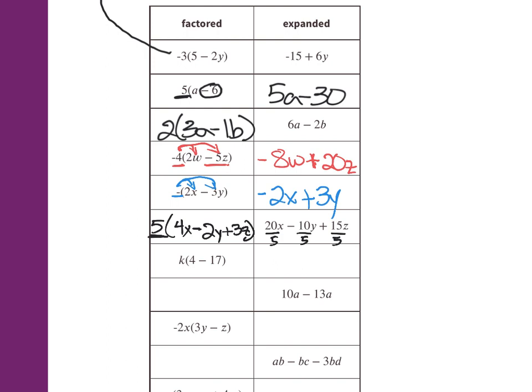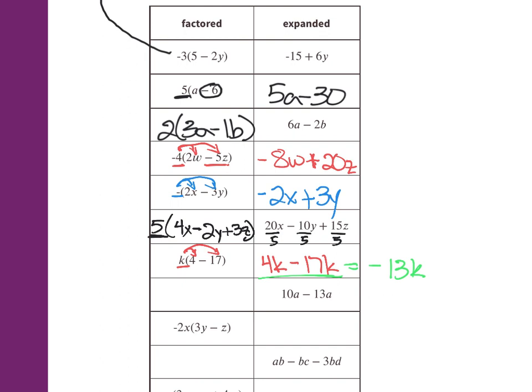Nothing changes when I start to use letters. So I'm just going to put this k with the 4 and the 17. So 4 times k is 4k. 4 times minus 17 is minus 17k. All right? Now, if you wanted to get fancy and combine those, which actually we'll talk about tomorrow in class, 4 minus 17 is negative 13. Okay, but you don't have to do that. You can just leave it like that, 4k minus 17.